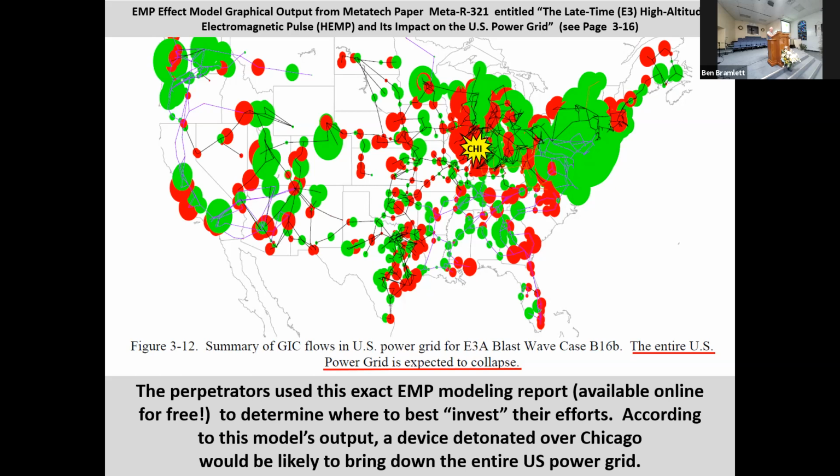In this case, the model basically said if they did this and generated 50 kilovolts per meter of radiated power, you would shut down the entire grid. Now, this is not speculation. This is not made up from somebody. This is an actual computer model using actual numbers.